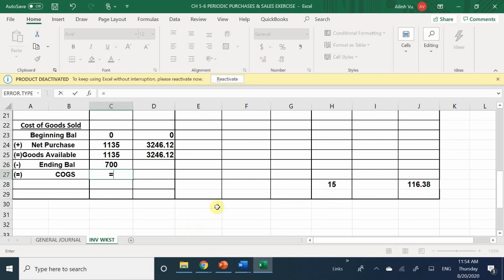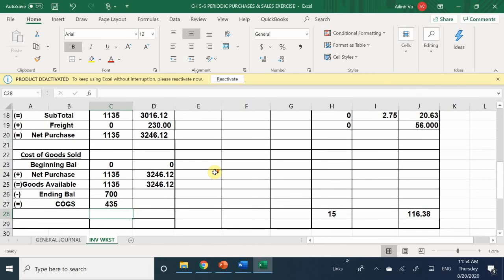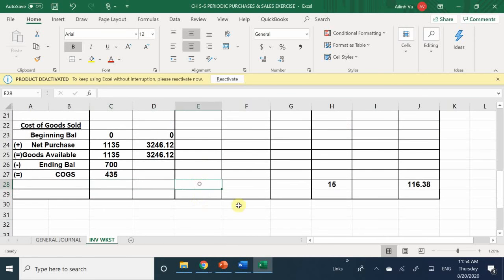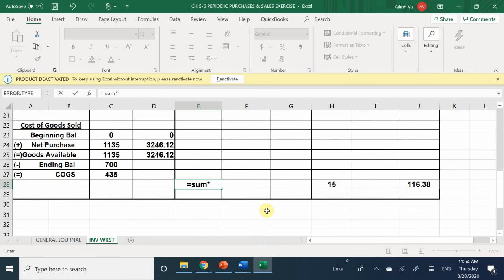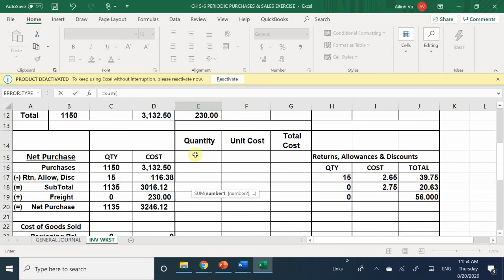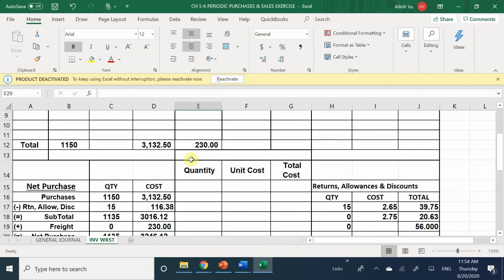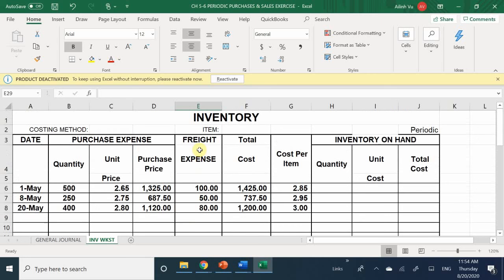Now that we have 700 items on hand, what is our total cost of goods sold? How many items do we actually sell? 435 is correct. Right? Now I'm going to go ahead and pull up that I need to sell 435 items. So I'm going to make sure that this number matches. Okay. So what costing method are we going to be solving for?